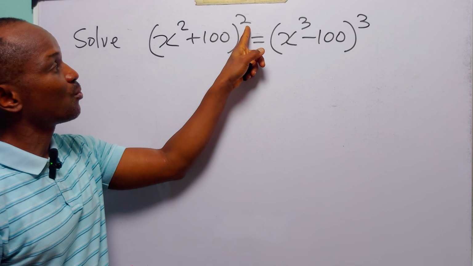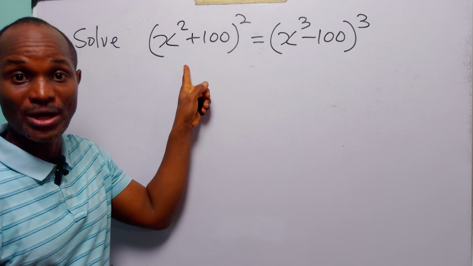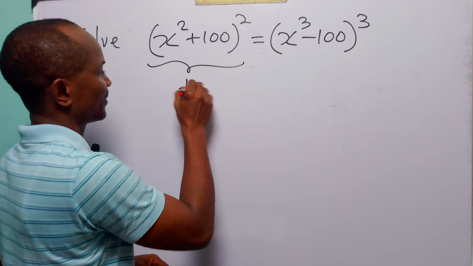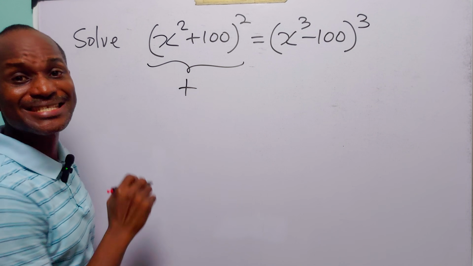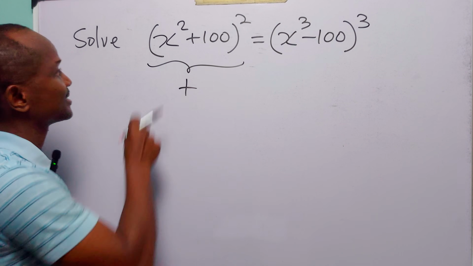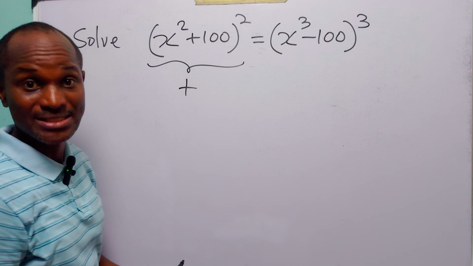Of course, you know that when we square a quantity, whether that quantity is positive or negative, the product must be positive. And even without considering this outer square, you know that for all real values of x, x squared plus 100 must be a positive quantity.